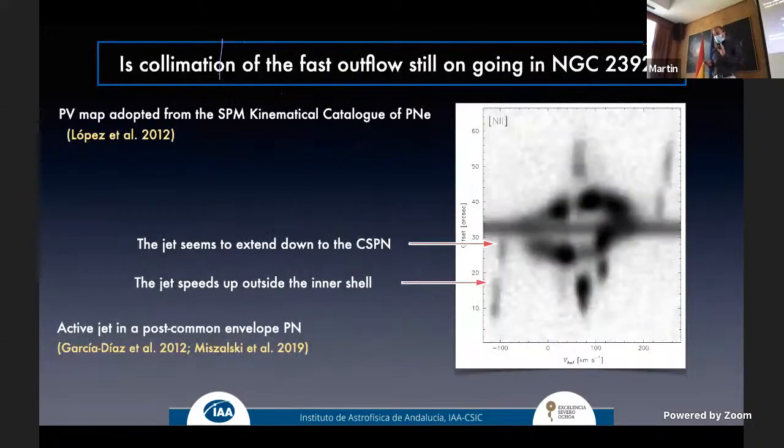Now, can we tell if there is a star which is still accreting material, is the jet going to be still collimated? Actually, when we look at position velocity maps, here we see that the jet goes all the way down to the continuum of the star. So it seems that the jet is emanating from the central star at this moment. And that would make an active jet in a post-common envelope PN, which would be the only one.